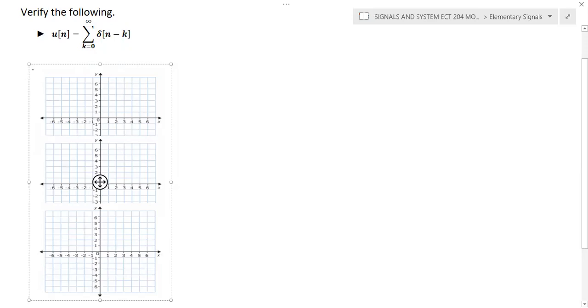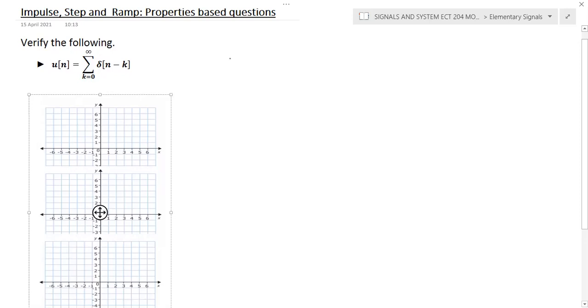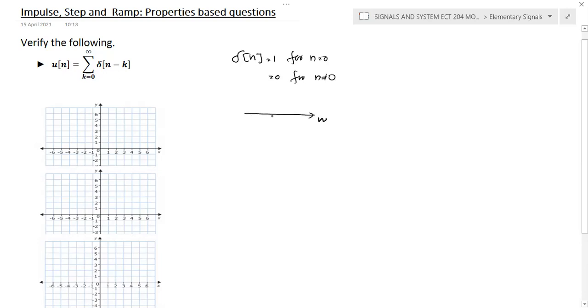So this is another relationship between del of n and u of n. Here del of n is given as a shifted version of the signal. Again del of n is equal to 1 for n equal to 0 and 0 for n not equal to 0. That is, if you draw this waveform, at n equal to 0 the function magnitude is 1, that is del of n, and for all other values, 1, 2, 3 or minus 1, minus 2 etc., the function magnitude is 0.